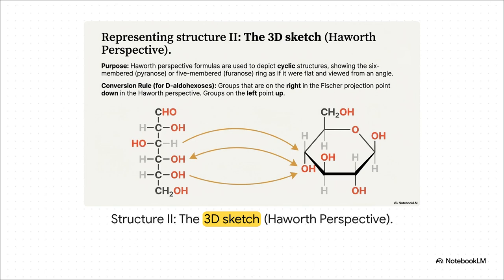Next, to help us visualize the ring structure, we use what's called the Haworth perspective. This is like a simple 3D sketch. It shows the ring as if it's flat, and you're viewing it from the side. And there's a handy rule of thumb here. Any group that was on the right side in the Fischer projection points down in the Haworth.